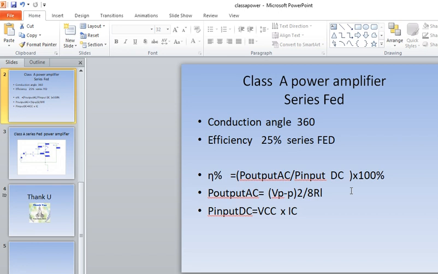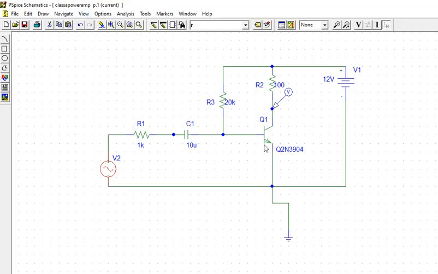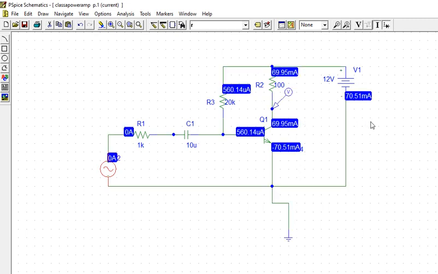How much DC power is converted into AC is given by eta. So in the experiment we are seeing that efficiency is the key: how much the circuit is converting. Next, you have to see the conduction angle and efficiency in this. So this is your VDC, that is 12 volts into this.